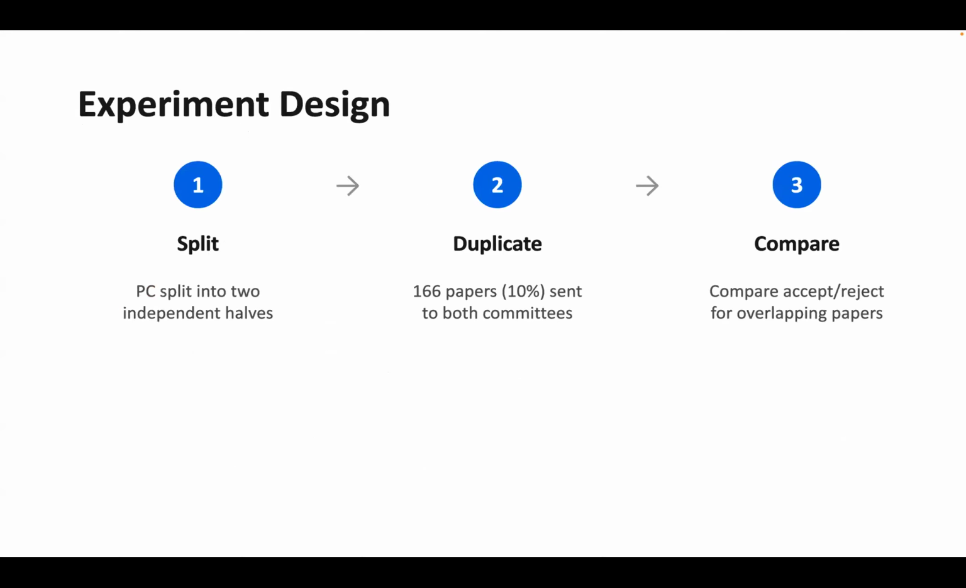Okay. So the experiment design is very simple. They have the program chairs, they split the program committee into 2 different halves. And out of all the papers that NeurIPS received that year, 166 papers, which is 10% of the papers, are sent to both communities. And then they compare the results based on the accept and reject for the overlapping papers.